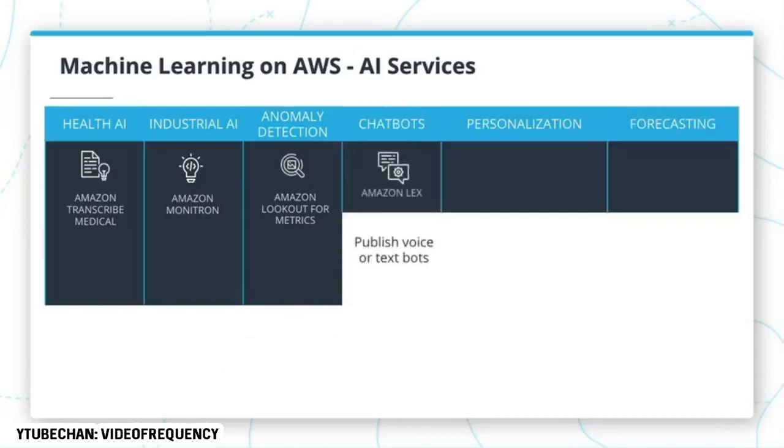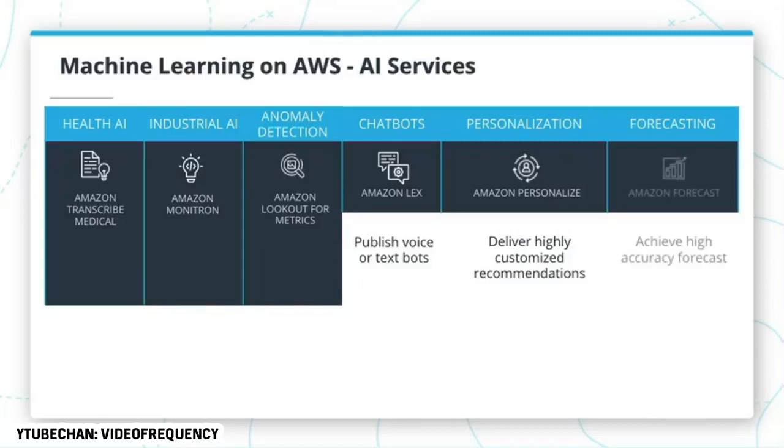Amazon Lex enables you to publish your voice or text bot for use on mobile devices, web apps, and chat services. Amazon Personalize is a fully managed machine learning service that goes beyond a static rules-based recommendation system and trains, tunes, and deploys custom machine learning models to deliver highly customized recommendations across industries such as retail and media and entertainment.